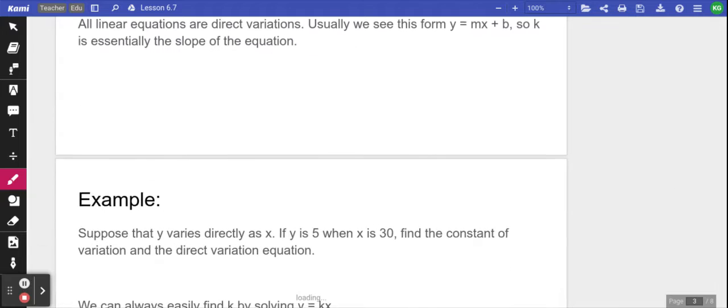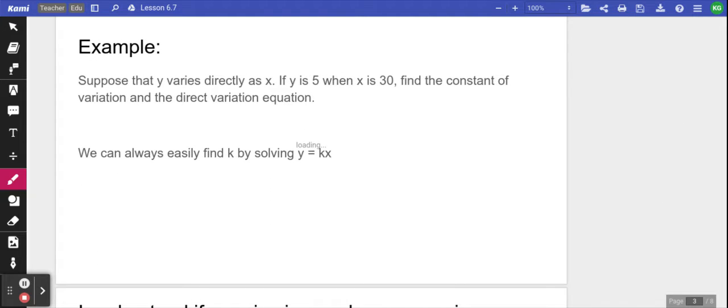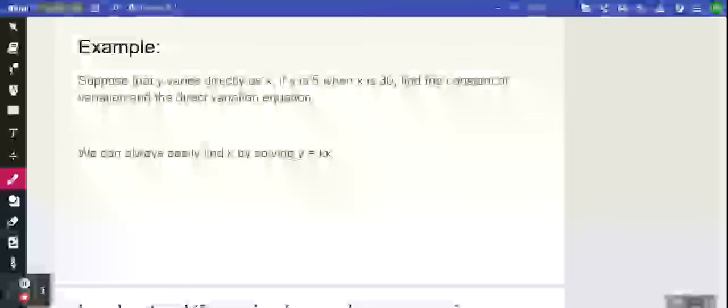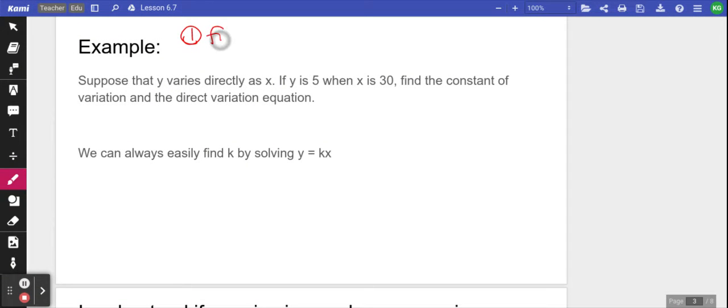So whenever we're given an example about direct variation, and it gives you a word problem, the first thing you have to do is find k. Then use k to find the missing variable.